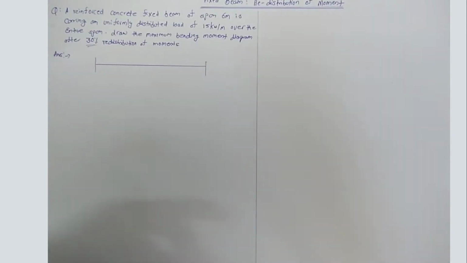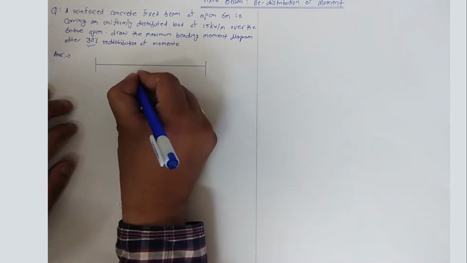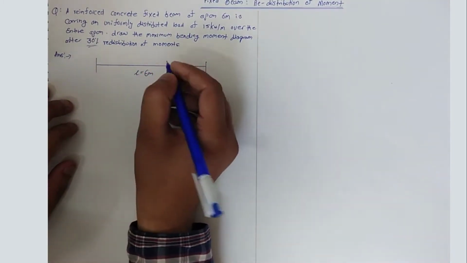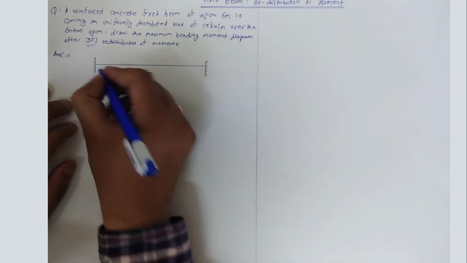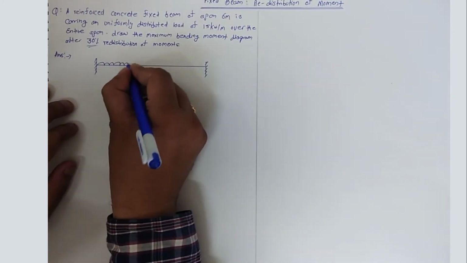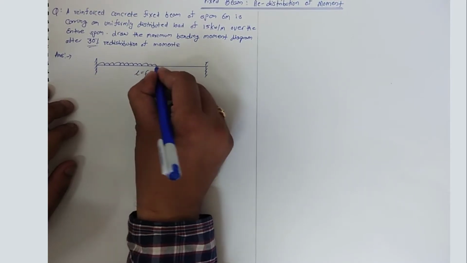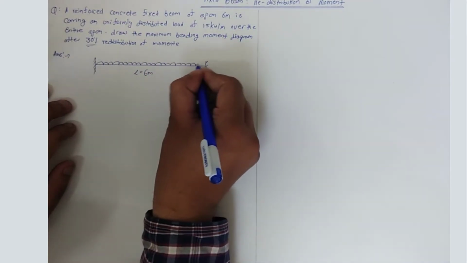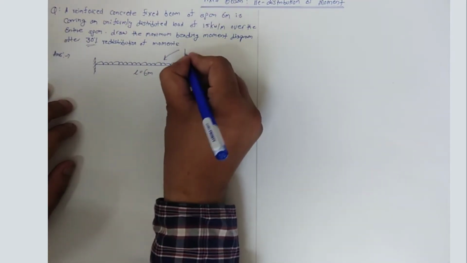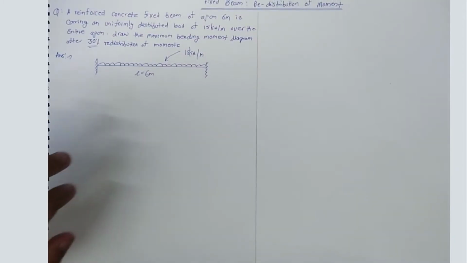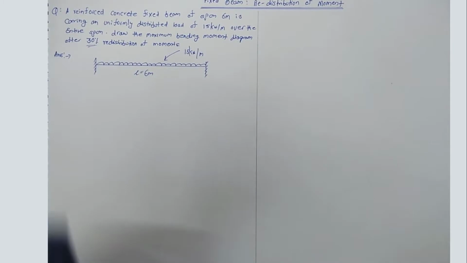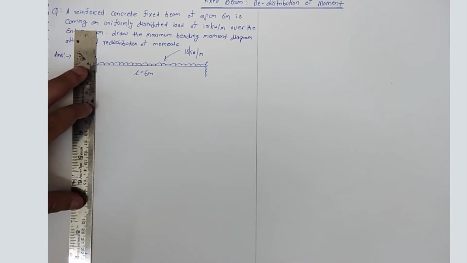The length of the beam will be 6 meters, and it is fixed. The UDL is carrying over the entire span of the beam. The UDL is 15 kilonewton per meter. So in this numerical we need to draw the diagram after redistribution.